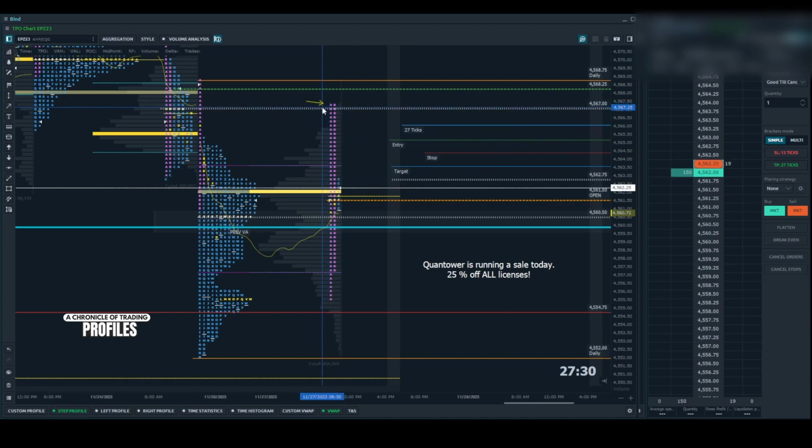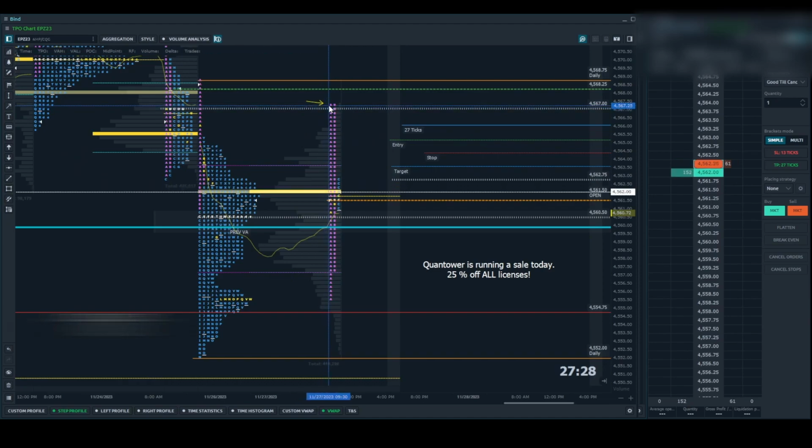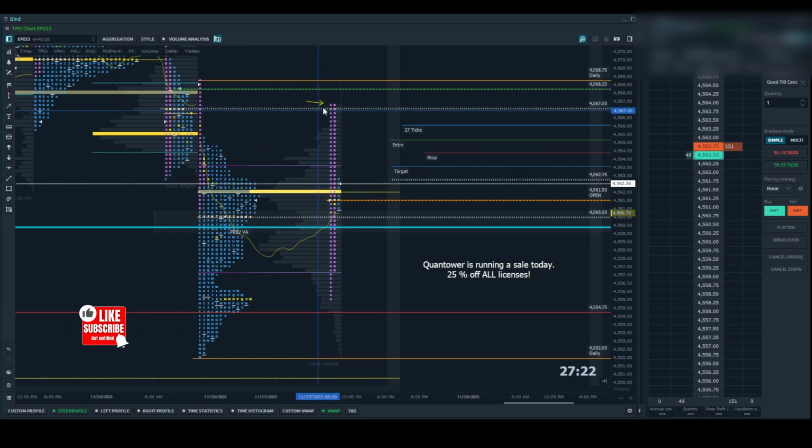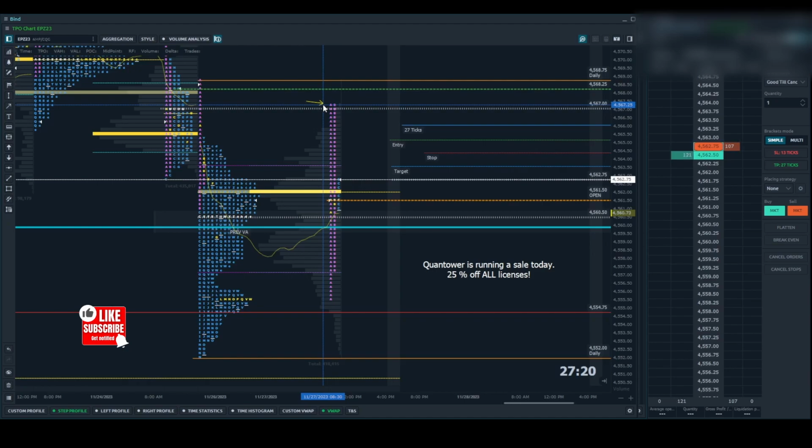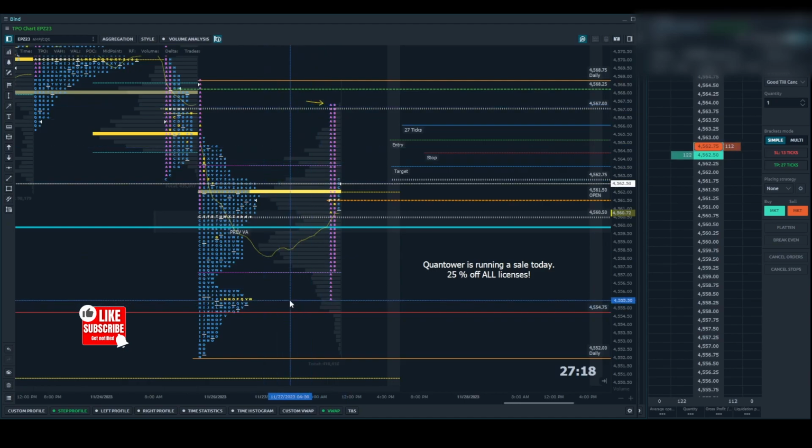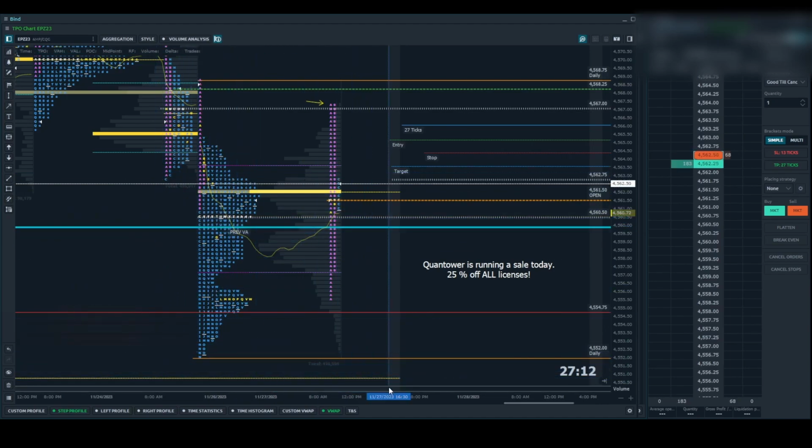You do have a poor high here, but this can either be a sign that they want to break this, or it can be a sign of exhaustion, which means they just didn't want to take it any higher. So I really feel like we'll just start to go into a rotation here between the value area high here and the value area low down here.